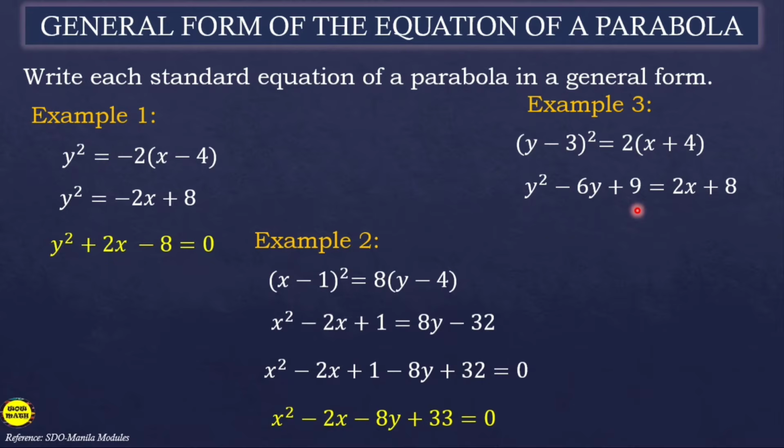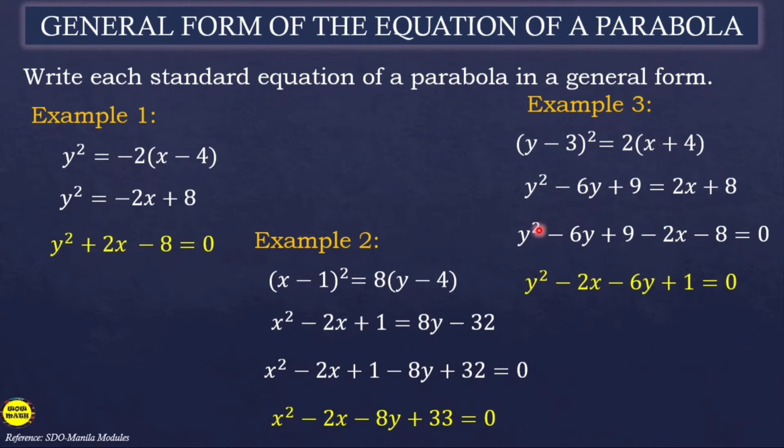So, ito ay ililipat ulit natin sa left side natin. So, y squared minus 6y plus 9 minus 2x minus 8 is equal to 0. And then, sundan ulit natin yung arrangement. So, dapat mauna yung y squared. Kasi, di ba sa parabola, dapat ang mauna dito yung may exponent. Okay? So, y squared minus 2x minus 6y plus 1 is equal to 0. Plus 1 na lang kasi 9 minus 8. Pag pinagsama natin, 9 minus 8, that is 1.